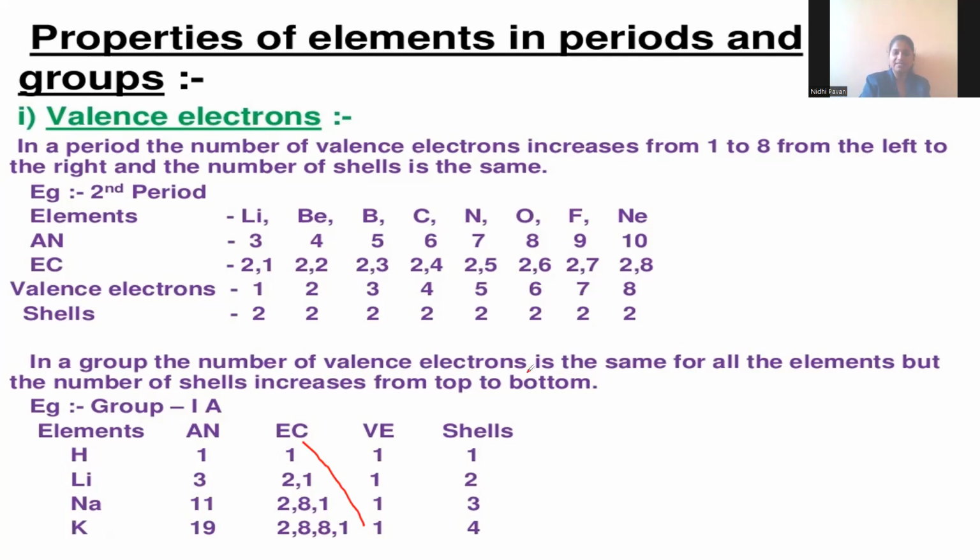So what is happening there, guys? All the atoms have the same valence electron: 1, 1, 1, 1. In the last shell, they have only 1 electron. As you see the shells, here it is 1 shell, here it is 2, 3, 4. The valence shell is increasing down the group. Valence electron remains the same down the group. Valence electron increases along the period. Valence shell remains the same along the period. So we should remember this.